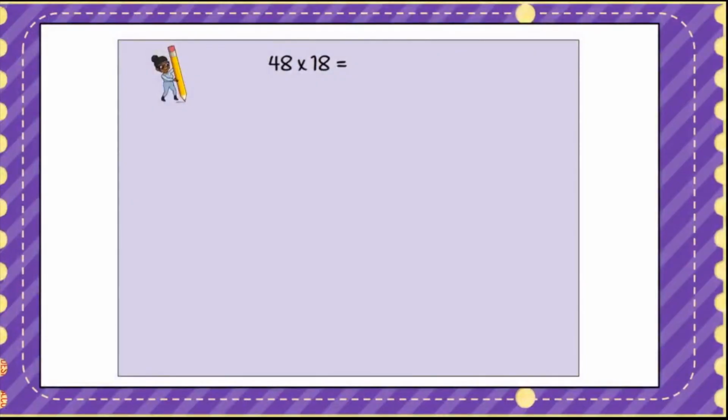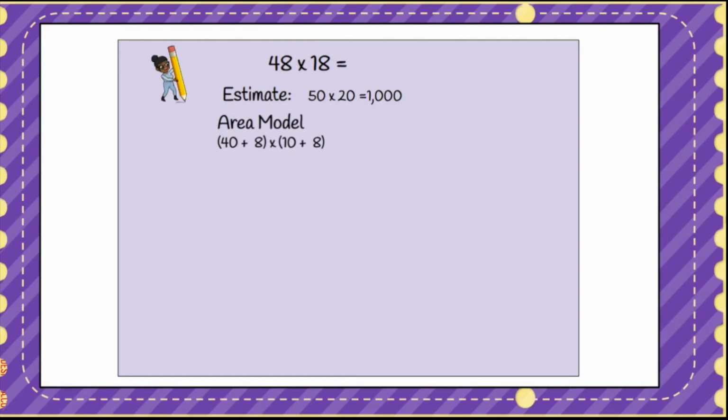So we have 48 times 18. Let's estimate to start. 48 is close to 50, and 18 is close to 20. So we're going to use 50 times 20, which equals 1,000. So 1,000 is our estimate for this problem.